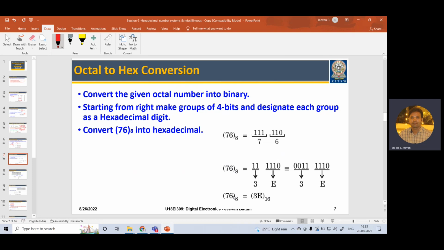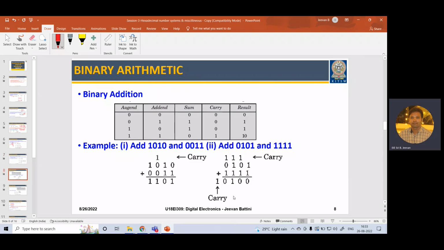And then binary arithmetic is also very, very important. If two bits are added, what is the result? What is the sum and carry? For two bits, 0 plus 0, the sum is 0 and the carry is 0. The overall result is 0.